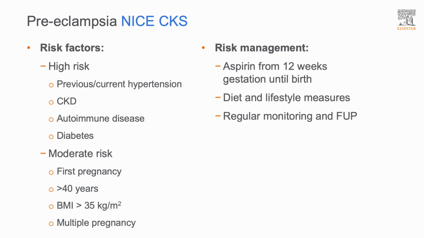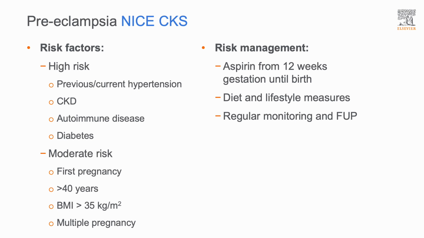There are several risk factors for preeclampsia. Significant risk factors include previous or current hypertension, CKD, autoimmune disease including adrenal insufficiency, hypothyroidism, SLE, and diabetes itself is a significant independent risk factor. Moderate risk factors include first pregnancy, age over 40 years, BMI over 35, and multiple pregnancies.